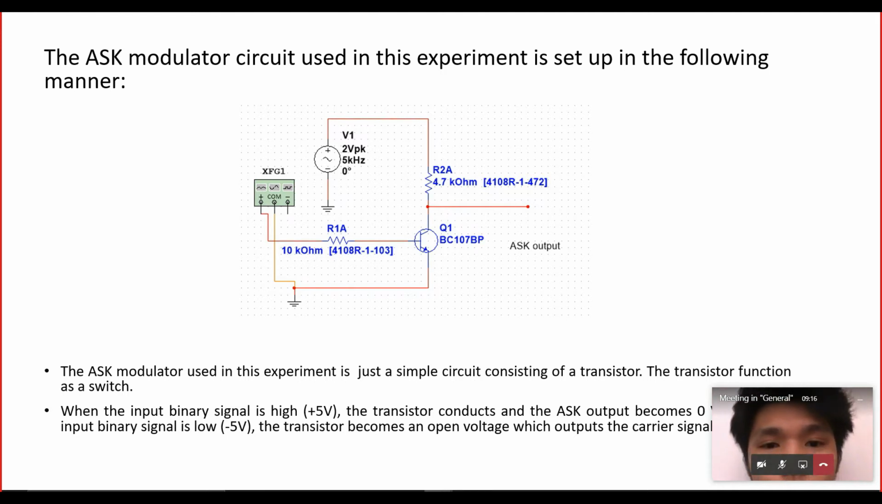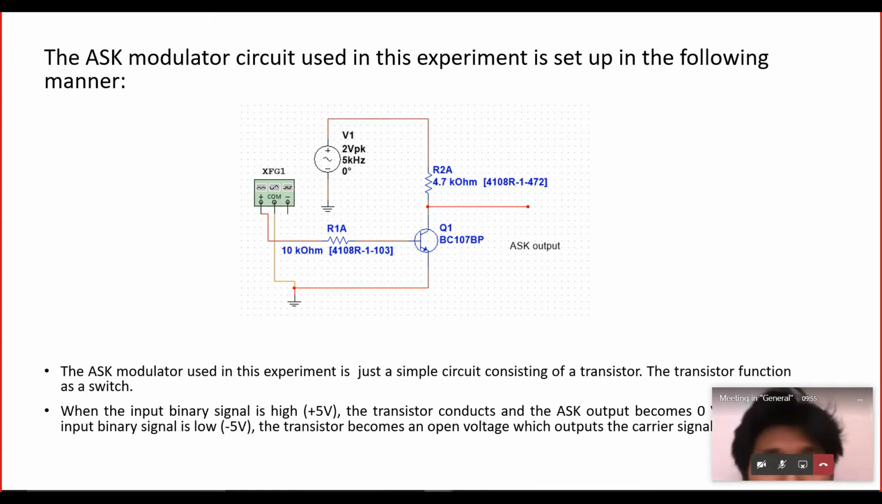The ASK modulator used in the experiment is just a simple circuit consisting of a transistor. The transistor functions as a switch. So yung BJT transistor, nag-act lang po siya na parang switch. When the input binary signal is high, the transistor conducts and the ASK output becomes 0 volts. When the input binary signal is low, the transistor becomes an open circuit, which outputs the carrier signal.